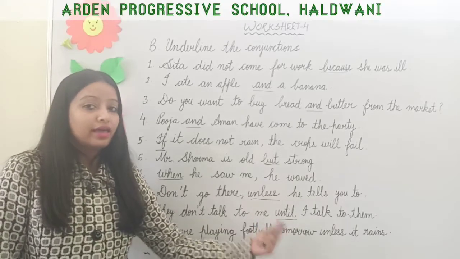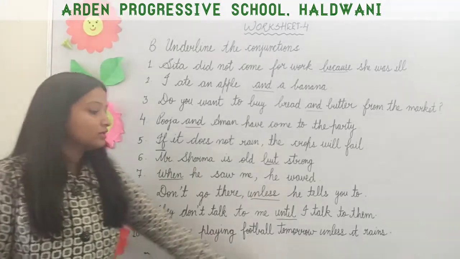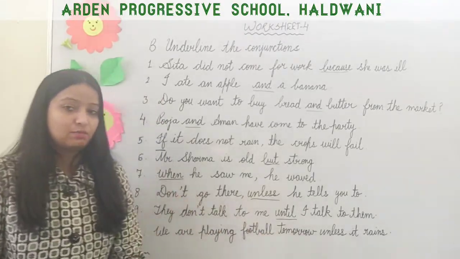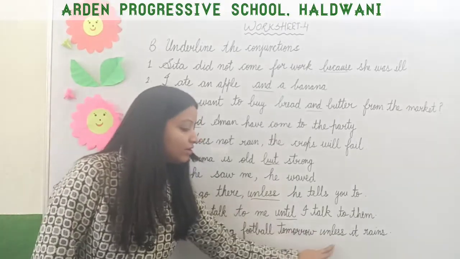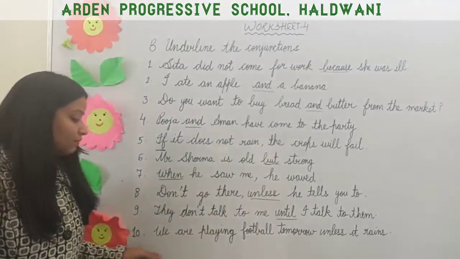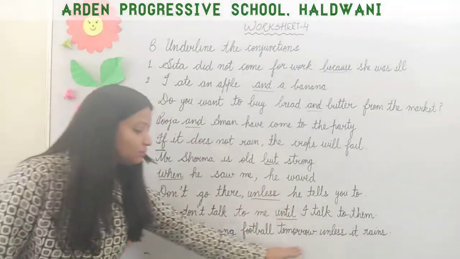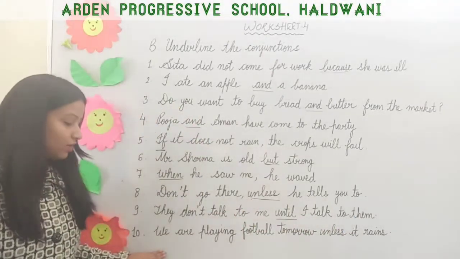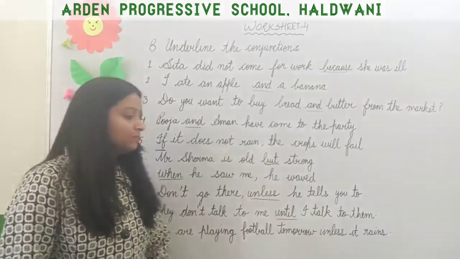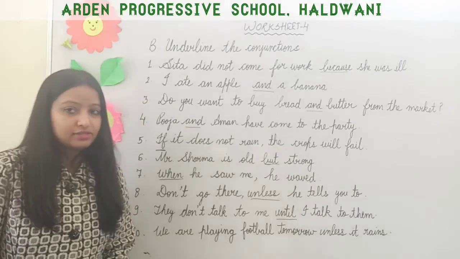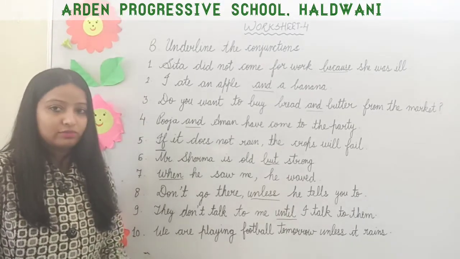When an exception could change the plan, then we use unless before that exception. So what is the exception? It rains. So that's why we have written unless before it. Because this exception can change this plan. So we have decided to play football tomorrow except if it rains. And if it rains, then we can change this plan. Then we will not play.